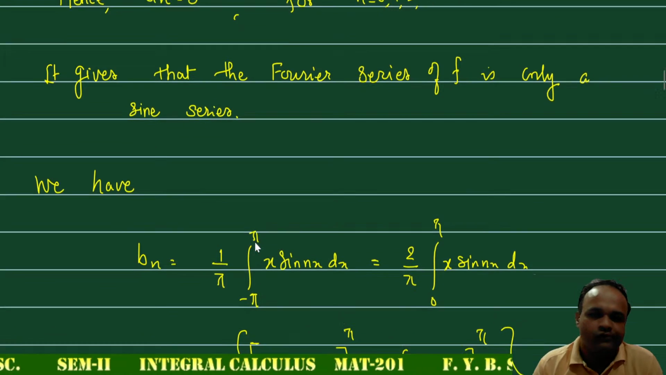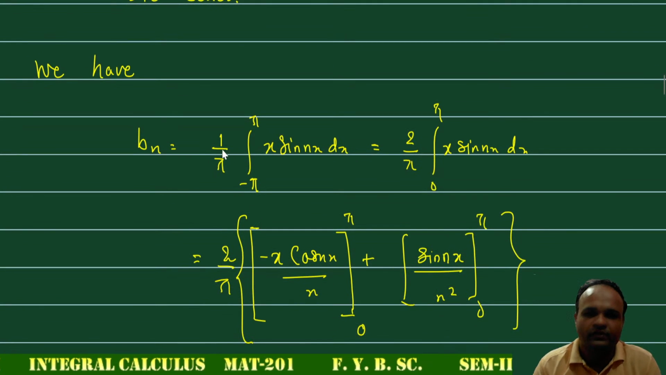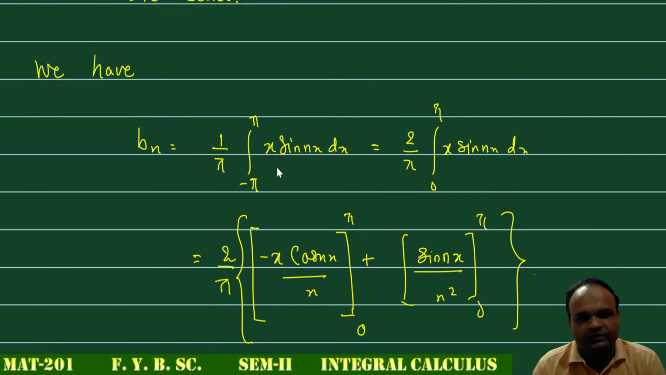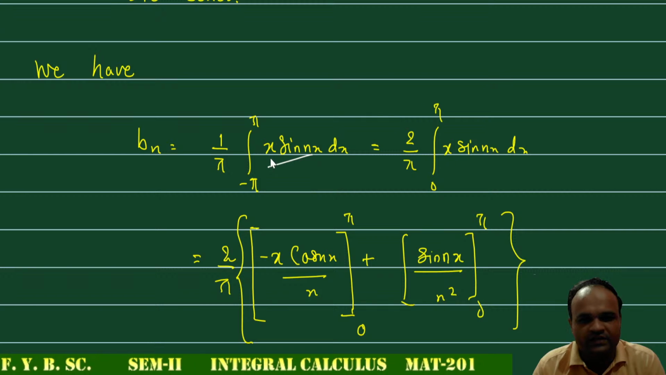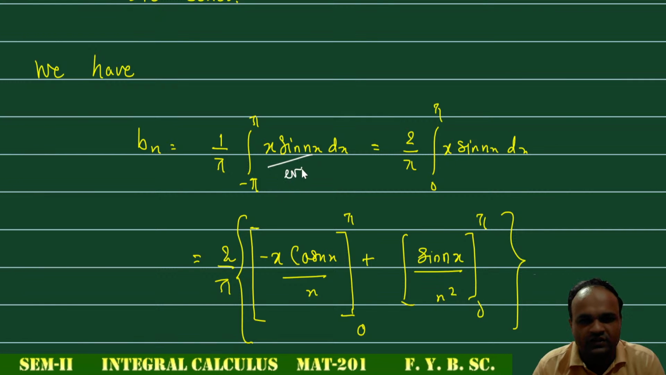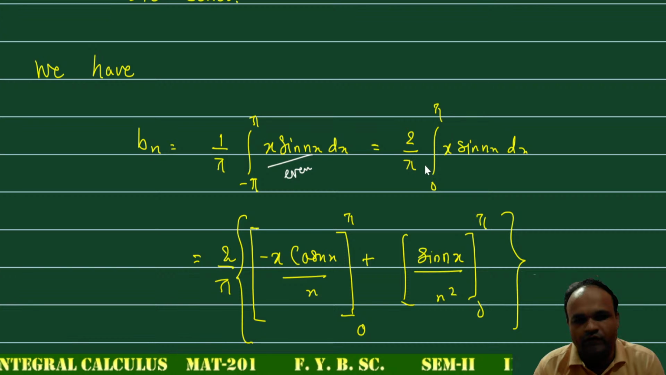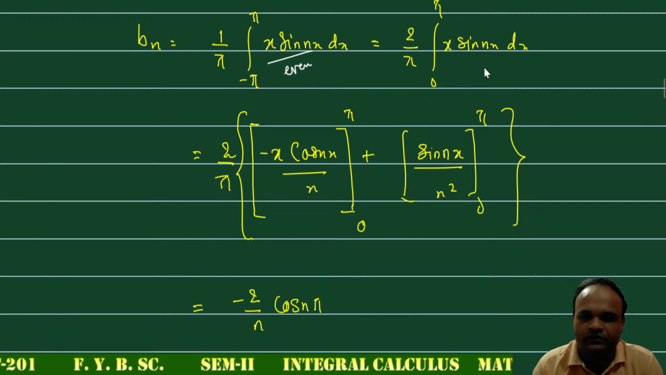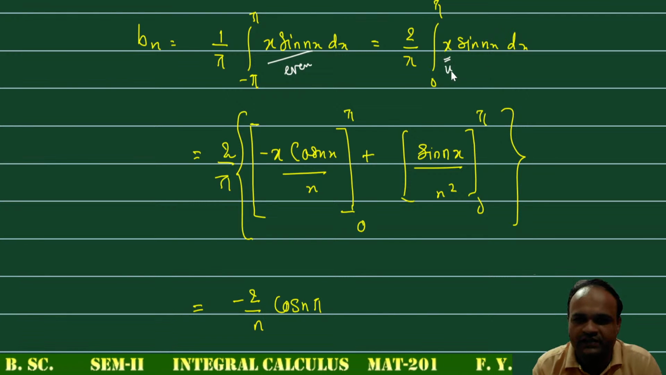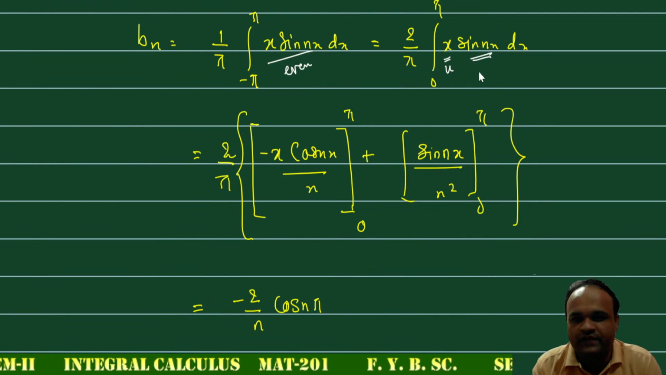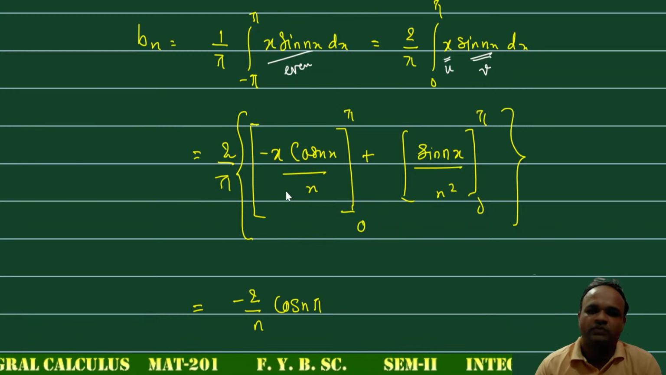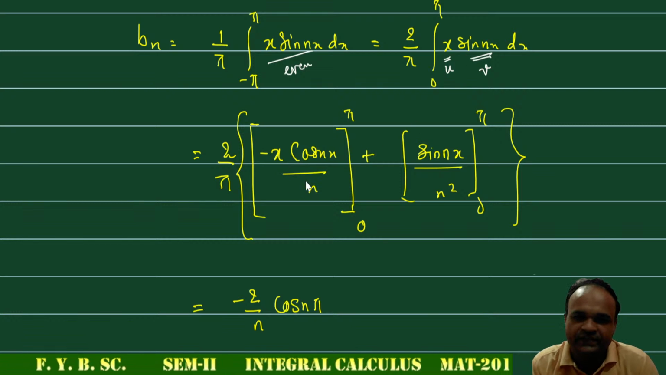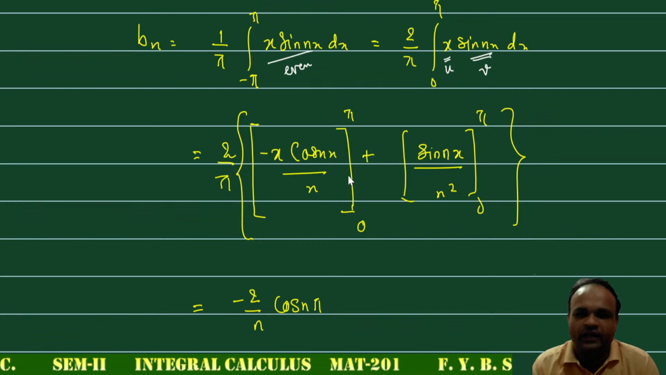So we have b_n, using the definition of b_n, it will be 1 upon pi, integral from minus pi to pi of x sin nx dx. In this function x sin nx, x is an odd function, sine is an odd function, so the resulting function is even, and therefore it will be 2 times the integration from 0 to pi of x sin nx dx. So using integration by parts, let us consider x as u and sin nx as v. So u as it is, integration of sin nx will be minus cos nx upon n, with limits from 0 to pi.